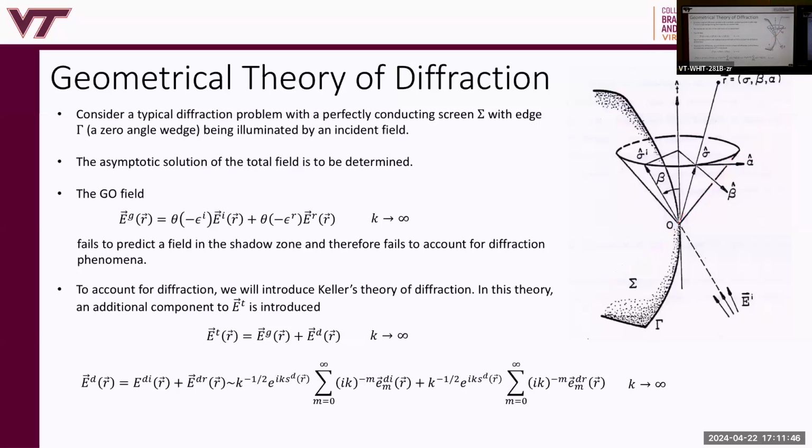Okay. To account for diffraction, we will introduce Keller's theory of diffraction. In short, this theory adds an additional component to E total. That additional component now is called E diffracted. So we have E GO plus E diffracted now. All right? And E GO has E incident plus E reflected. So E diffracted is also given by E diffracted incident plus E diffracted reflected. So the incident field could have a diffraction, and the reflected field can also diffract, right?